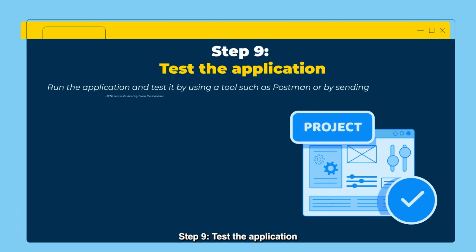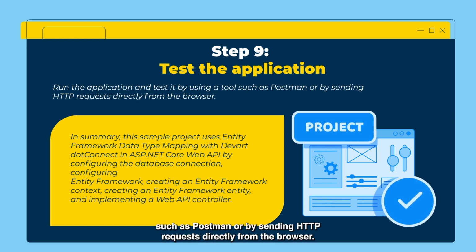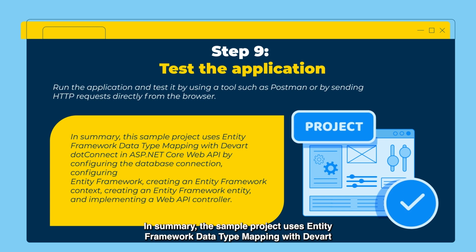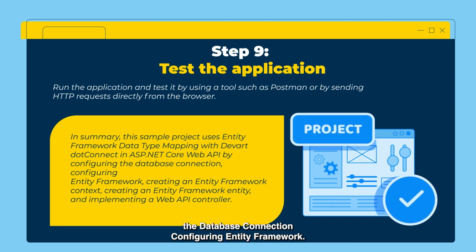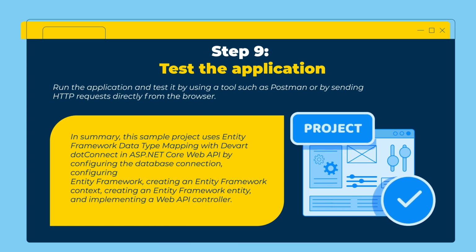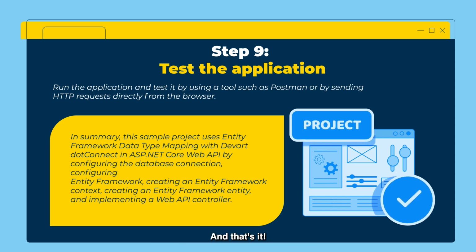Step 9. Test the application. Run the application and test it by using a tool such as Postman or by sending HTTP requests directly from the browser. In summary, this sample project uses Entity Framework data type mapping with Devart dotConnect in ASP.NET Core Web API by configuring the database connection, configuring Entity Framework, creating an Entity Framework context, creating an Entity Framework entity, and implementing a Web API controller. And that's it.